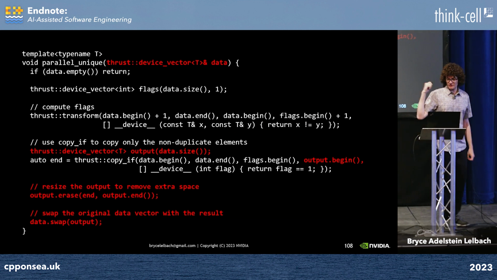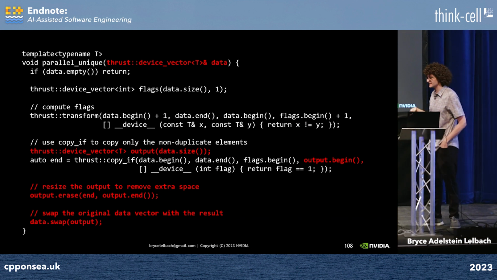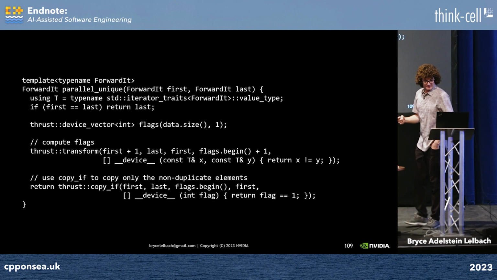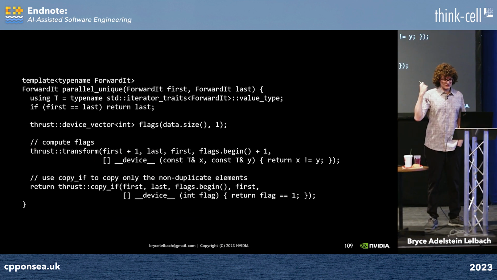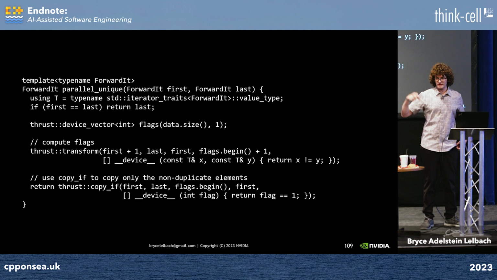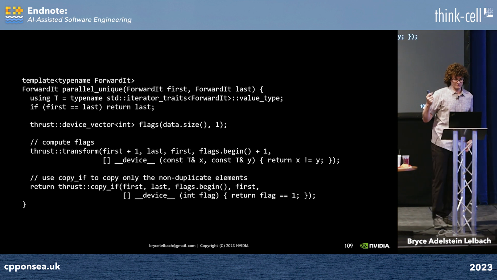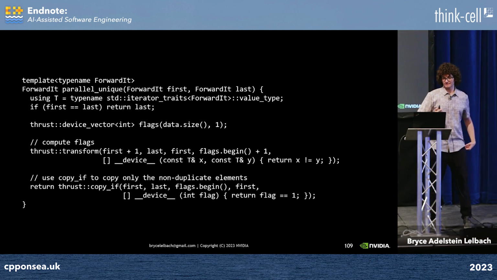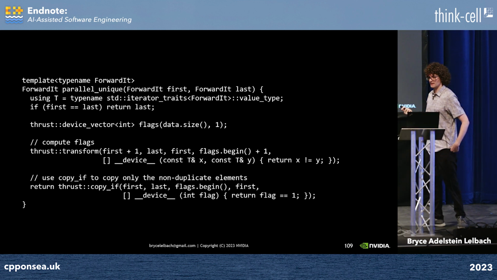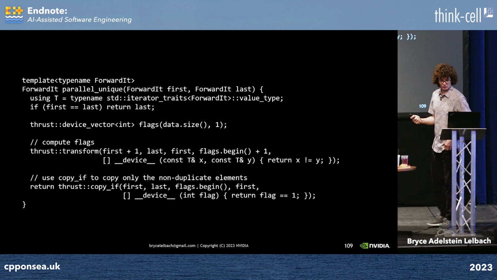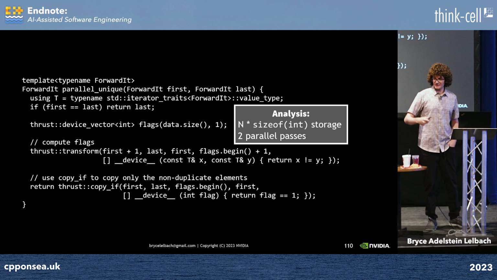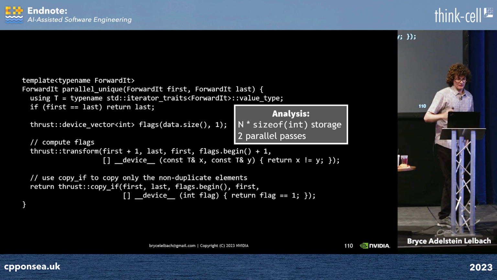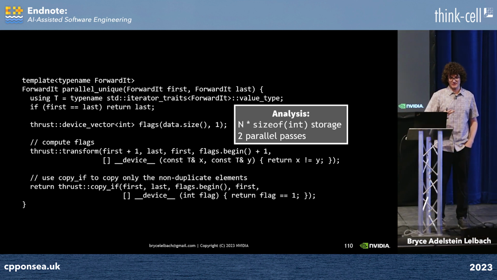So I ask it to refactor the code to take a pair of iterators instead of a device vector. And here's what it gives me. So no more device vector in the interface, and it doesn't create a temporary output vector anymore. So what do we think about this approach? This is a bit better, right? So we're down to just O(n) size event storage and 2 parallel passes. So this is a lot better.